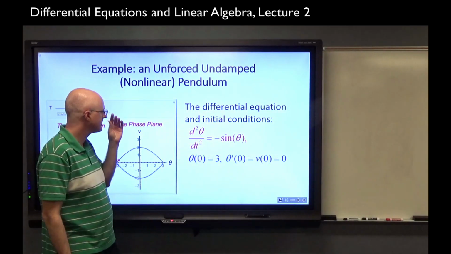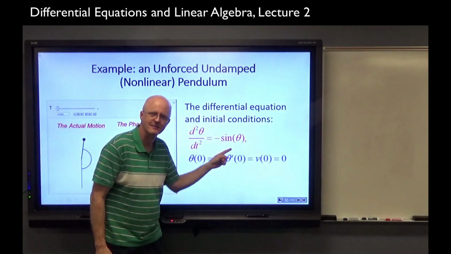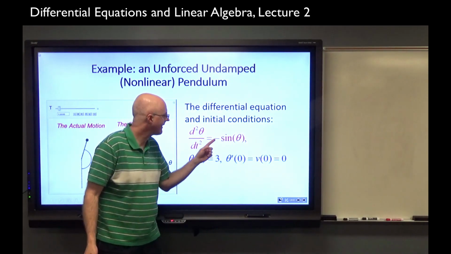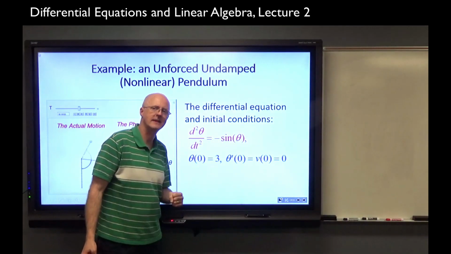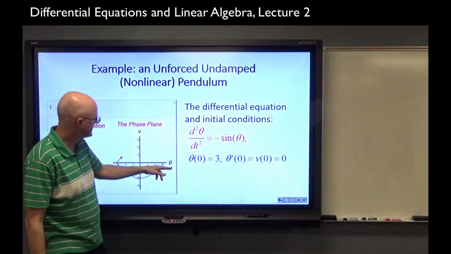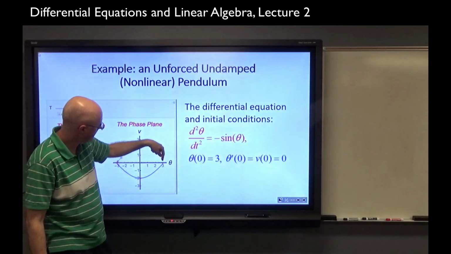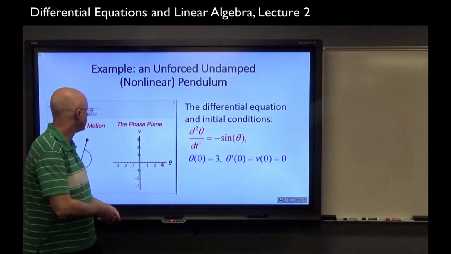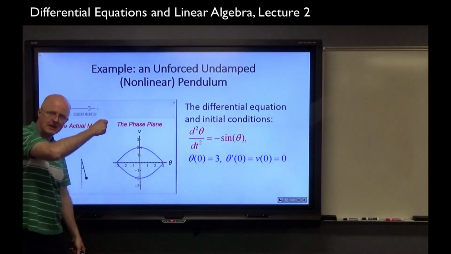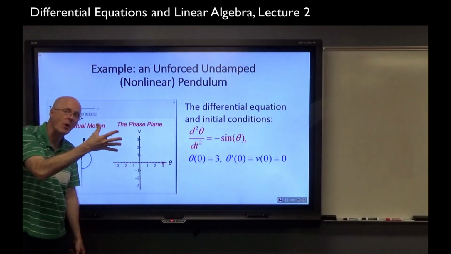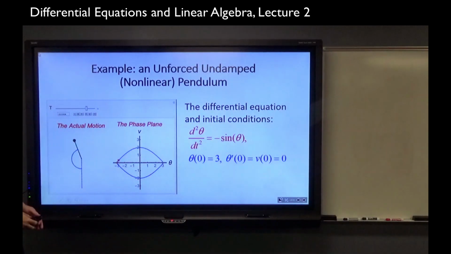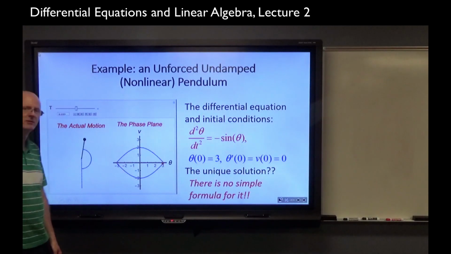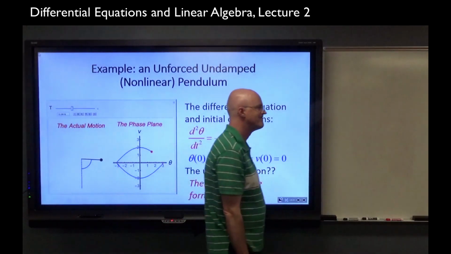What makes this nonlinear? It's the fact that I've got a sine function in there, as opposed to, like with the harmonic oscillator in lecture 1, I had a negative constant times theta. Here I have negative sine theta. That's the nonlinearity. What are the initial conditions? Theta of 0 is 3. We start at this spot right there. And theta prime of 0, which is the angular velocity at time 0, is 0. We put the pendulum up here and we just let it go. It starts moving from rest. In a physics problem, you'd see that kind of phrase, from rest. What's the formula for the unique solution? There is no simple formula for it.